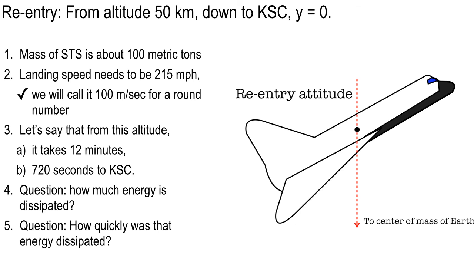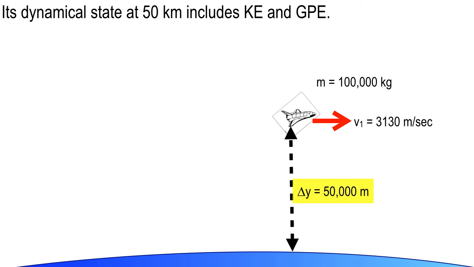So I'm going to go to the next slide, and here's the mass: 100,000 kilograms, 100 metric tons. That's the same as 100,000 kilograms. Now, 7,000 miles per hour is about 3130 meters per second. So there's my V1. Here's my delta Y. It's about 50 kilometers, 50,000 meters.